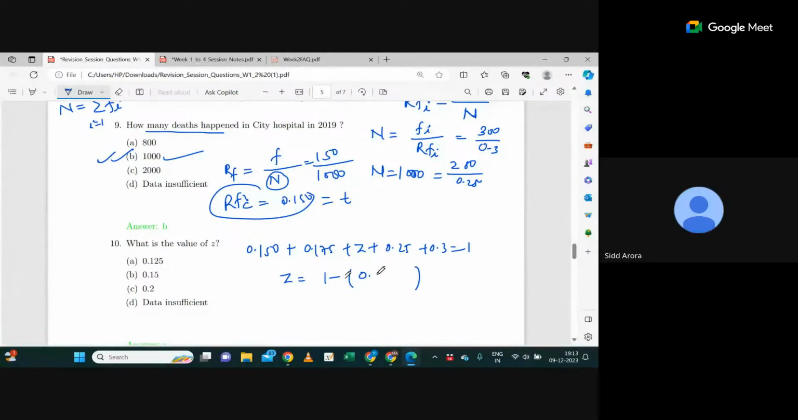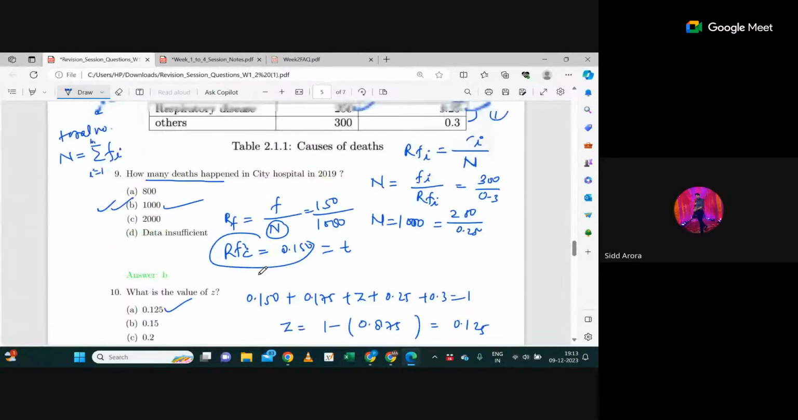Okay, I think I made a mistake. Let me add all these things. So 0.15 plus 0.175 plus 0.25 plus 0.3 will be 0.875. So 1 minus 0.875 is 0.125. So this is the correct option.